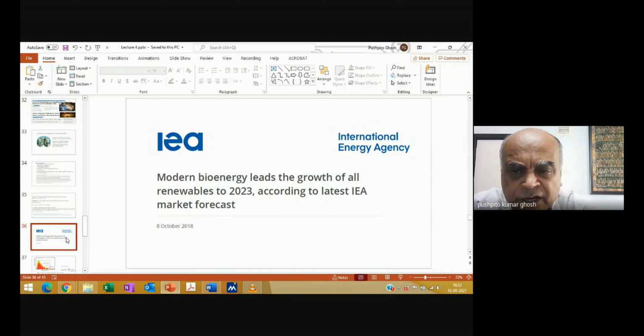Now you can see, it's from the International Energy Agency, that the feeling is that internationally, up to 2023, bioenergy is going to lead the growth of all renewables. That means bioenergy, you really cannot just put it aside. For whatever reason, we seem to be not doing that much with it.